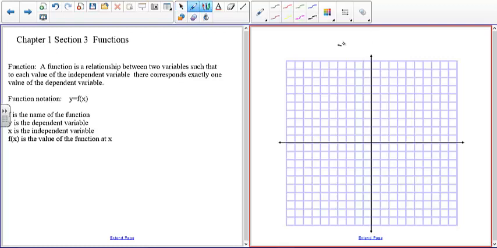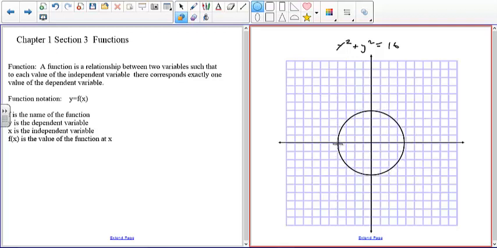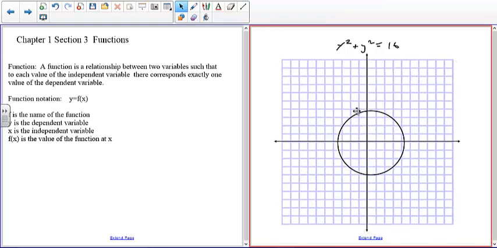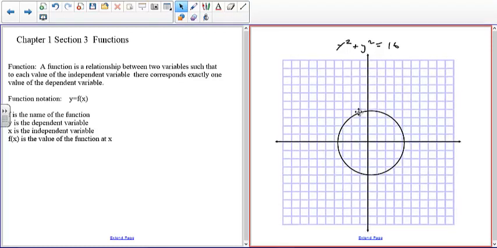So if I had x squared plus y squared equals 16, and I drew that relationship, it's a circle with the center at the origin and a radius of 4 units, something like that. So it's still a curve. There's still a relationship between x and y.